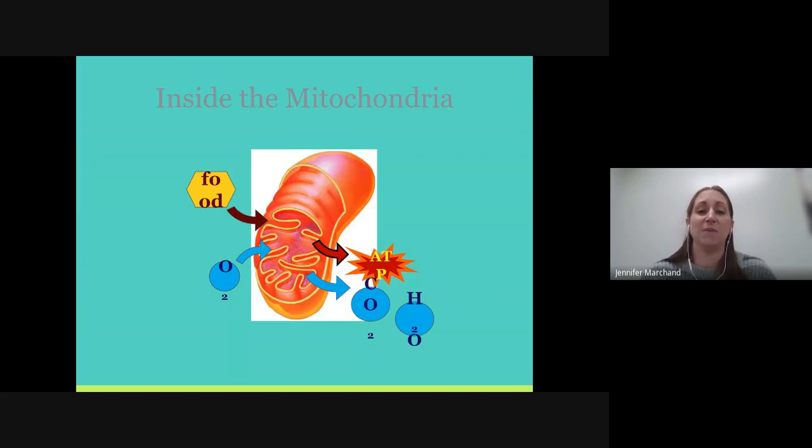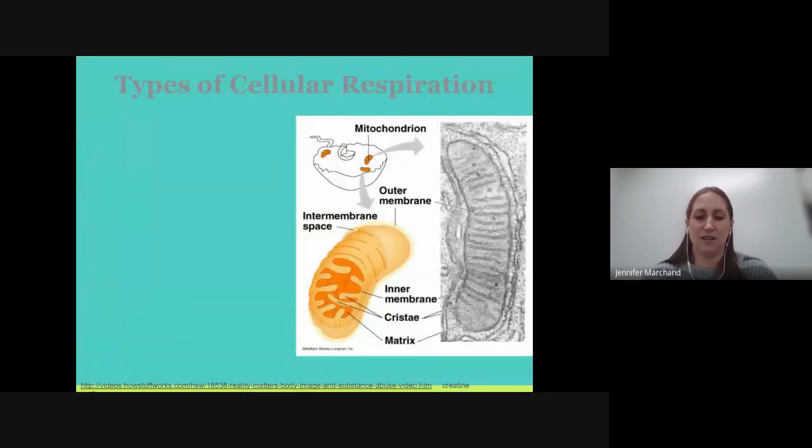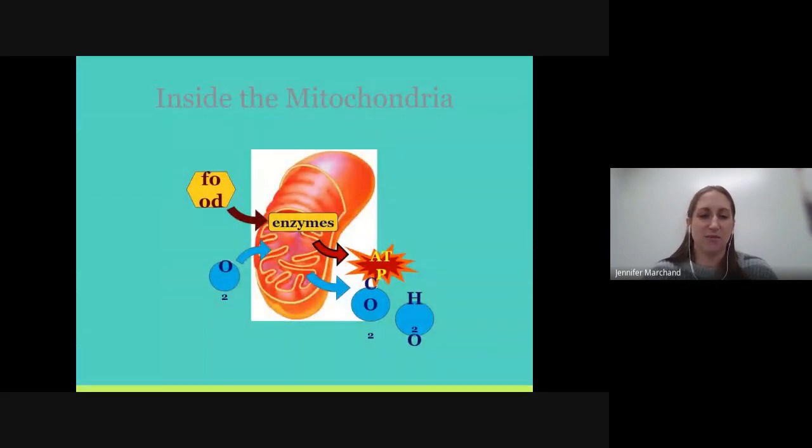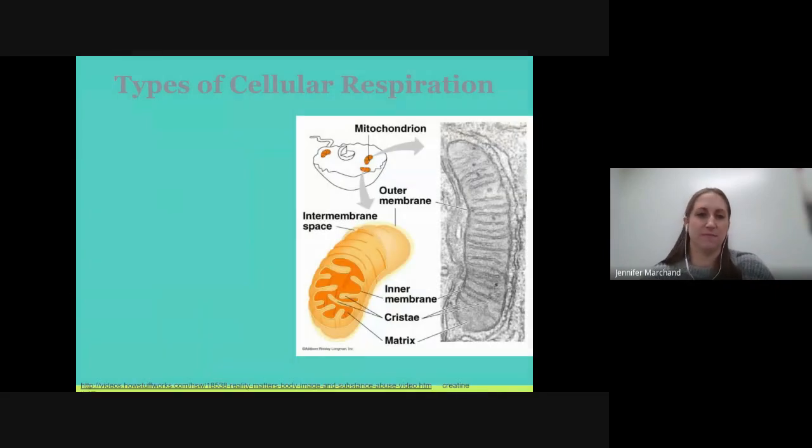So what is happening inside of the mitochondria? You've got some enzymes. They take in food, they take in oxygen. This happens inside the mitochondria. It goes through that process with the enzymes and releases ATP, CO2, and water.